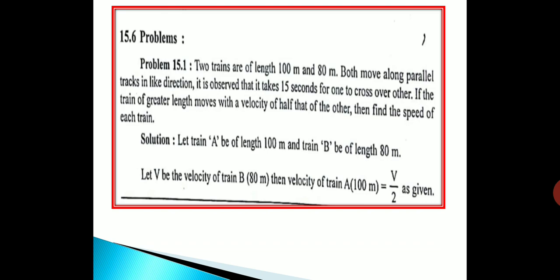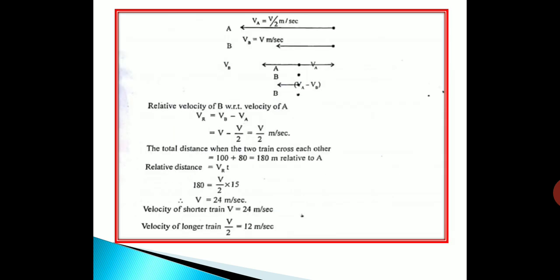The train of greater length moves with the velocity half that of the other. Means if velocity of B is defined as V, velocity of A will be V by 2. Next, this is the schematic or diagrammatic representation wherein the movement of A is shown, where VA is specifically the velocity of train A, which is half of V. VB, which is specifically the velocity of train B, is equal to V itself.